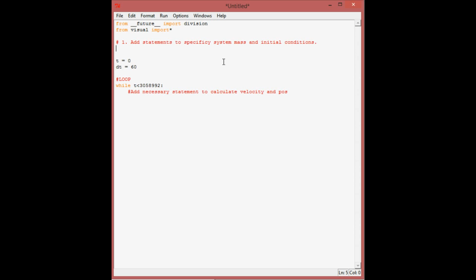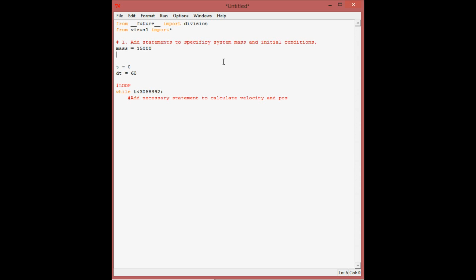If you look at the problem, it says the spacecraft has a mass of 15,000 kilograms, with an initial position of negative 5.8, negative 7, and so on, moving with an initial velocity of negative whatever. So this is pretty straightforward. All I have to do is create variables that have the parameters given in the problem. A nice variable name would be mass equals 15,000.